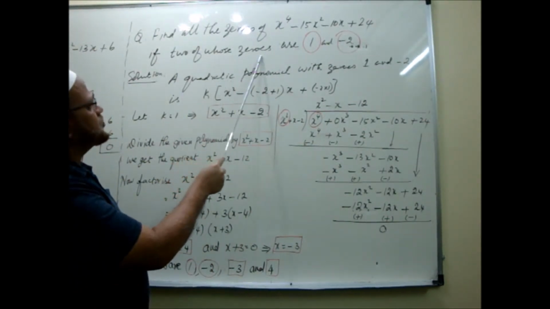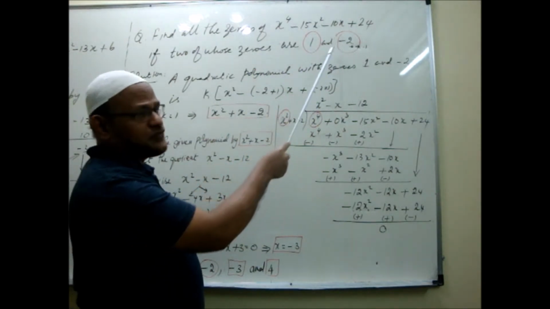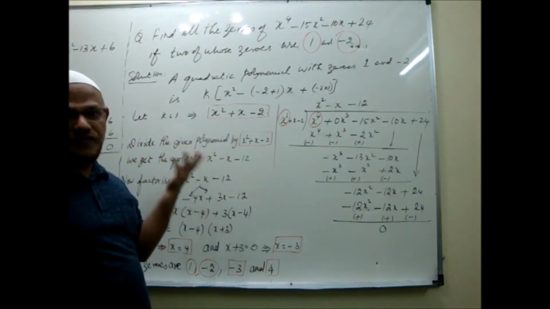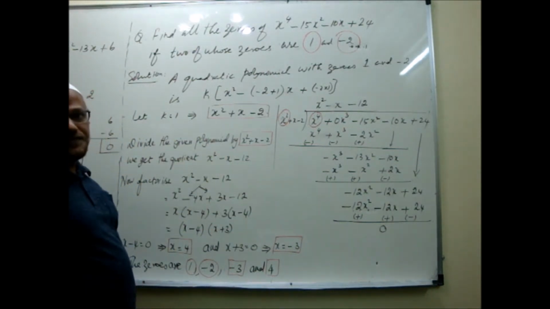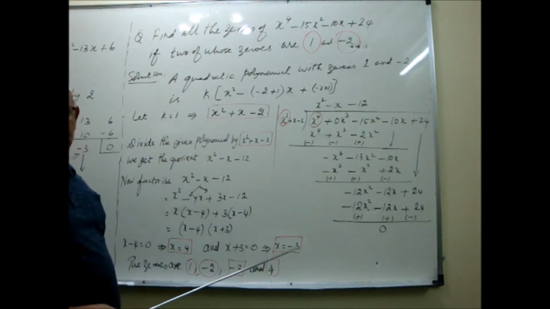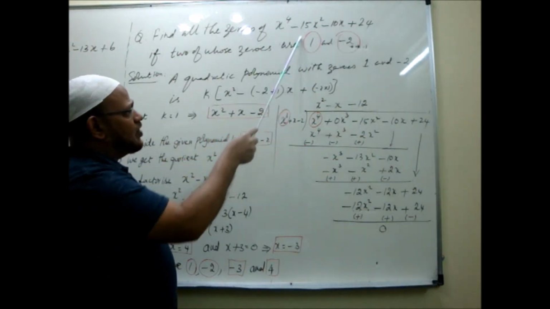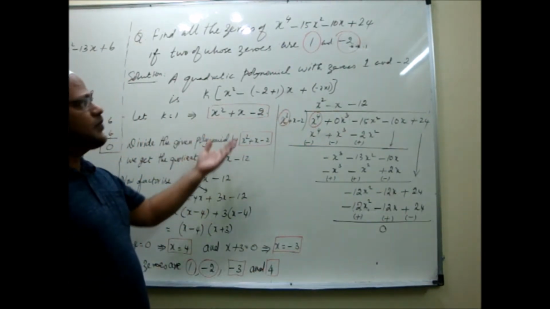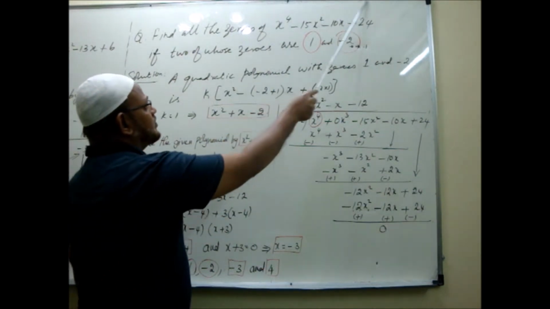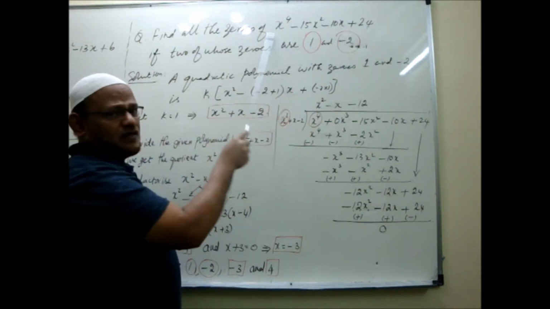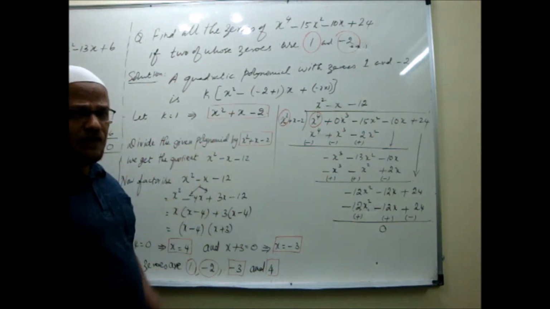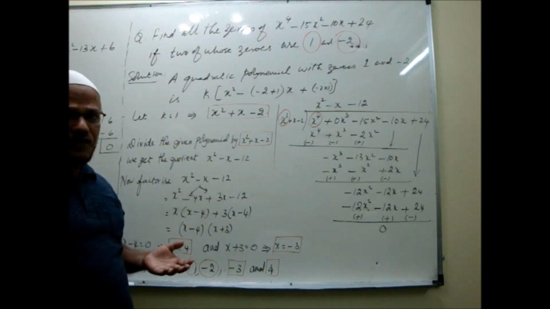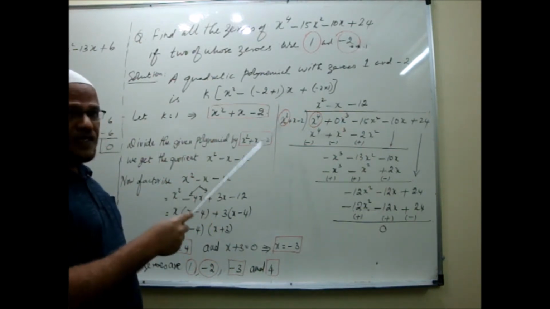If 2 of its zeros are 1 and minus 2, they gave you 2 zeros. The remaining zeros, if existing, we have to find. This is the question. So how to find it? They have given you 2 zeros, so you form a quadratic polynomial with those zeros. That quadratic polynomial will be a factor of the given 4th degree polynomial. You already know how to form a quadratic polynomial whose zeros are given; we have done it earlier.